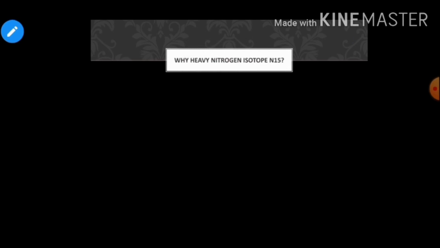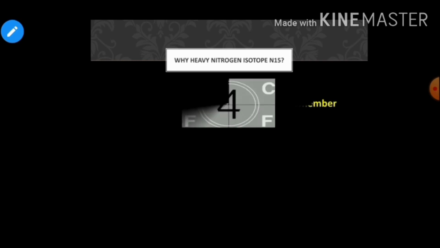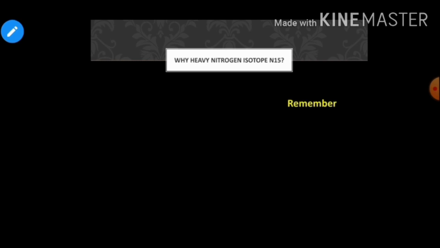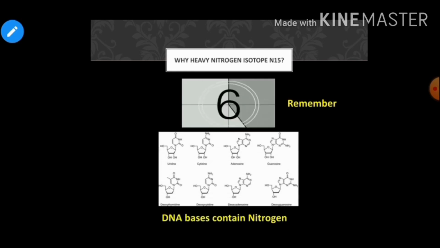The question is, why heavy nitrogen isotope N15? As I just mentioned, the very first step of this experiment is that E. coli was grown in medium containing heavy isotope N15. Why is heavy nitrogen isotope N15 used first in this experiment? Remember? Yes. Because children, DNA bases contain nitrogen, right?